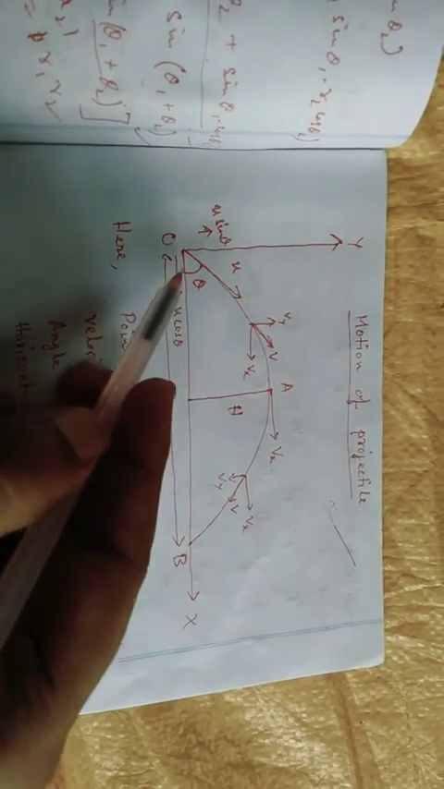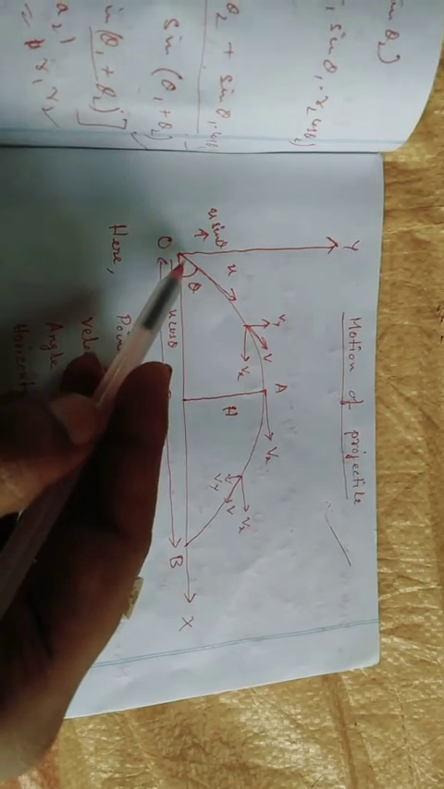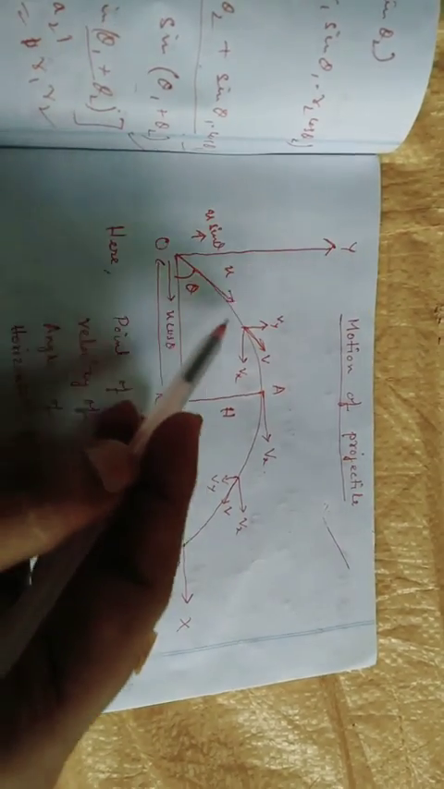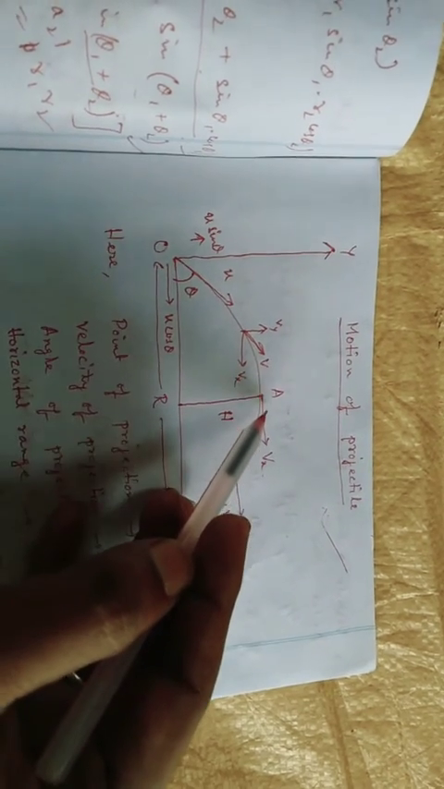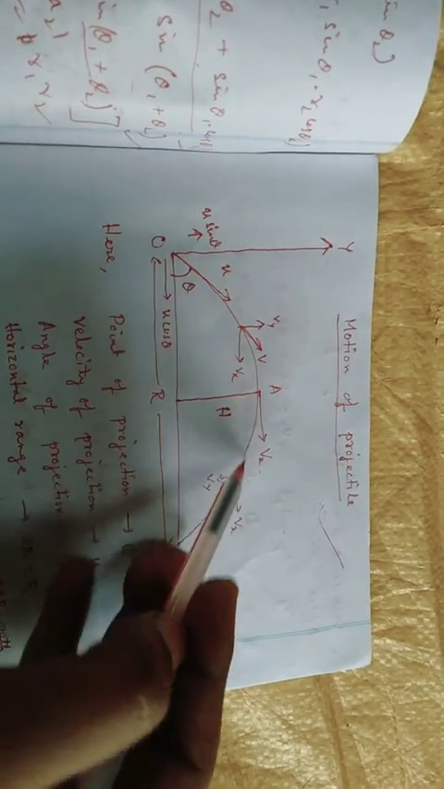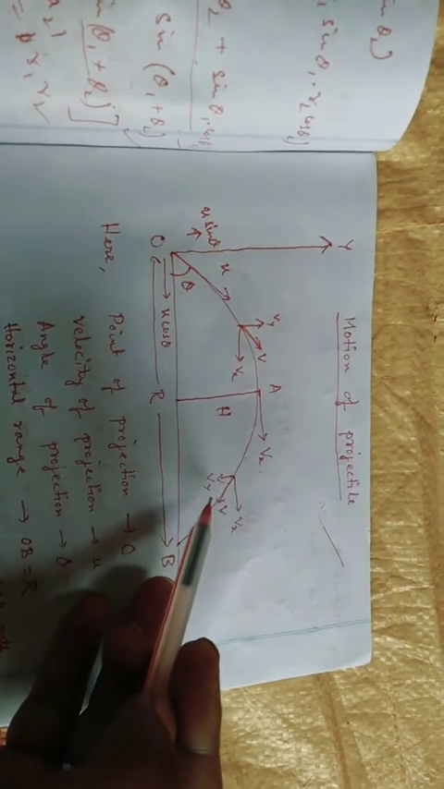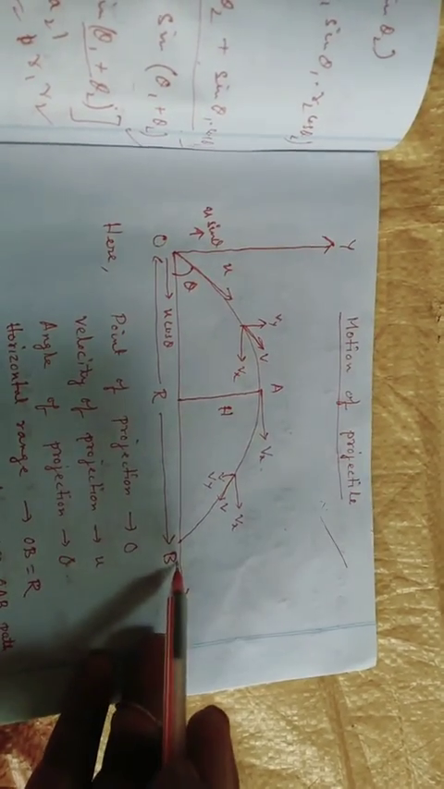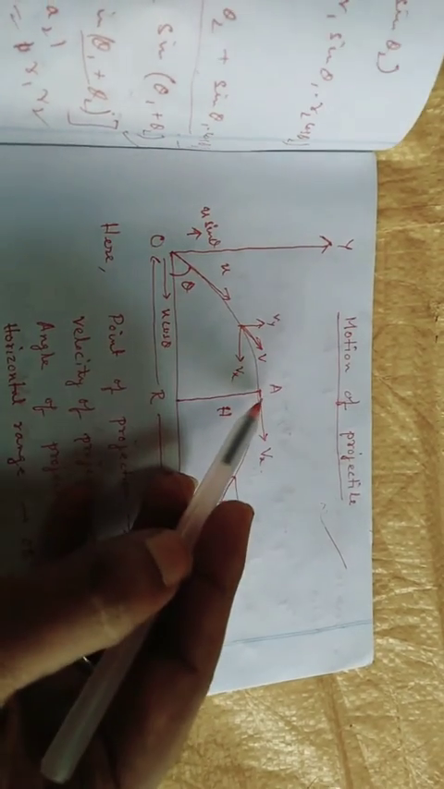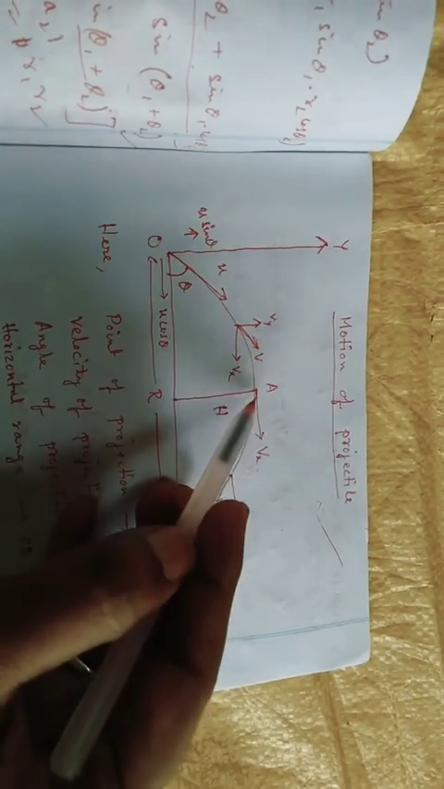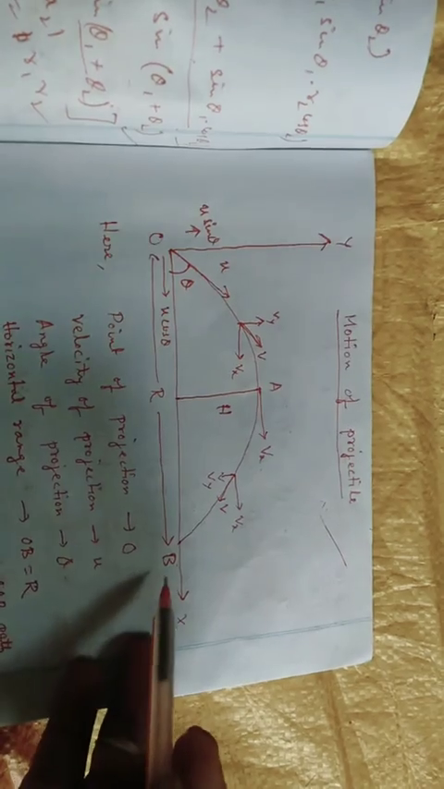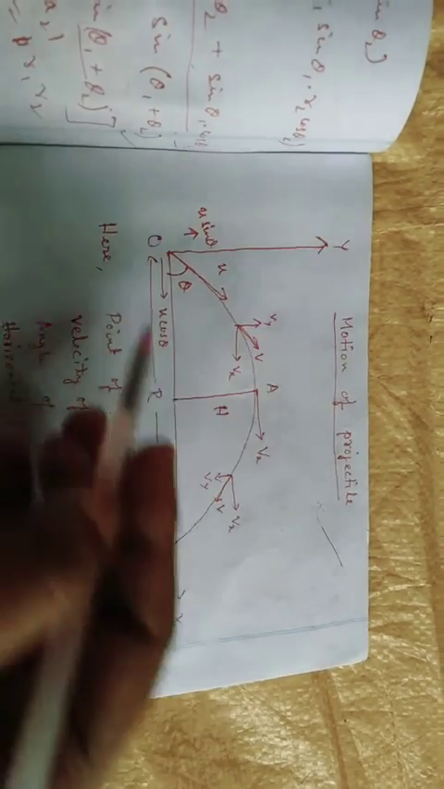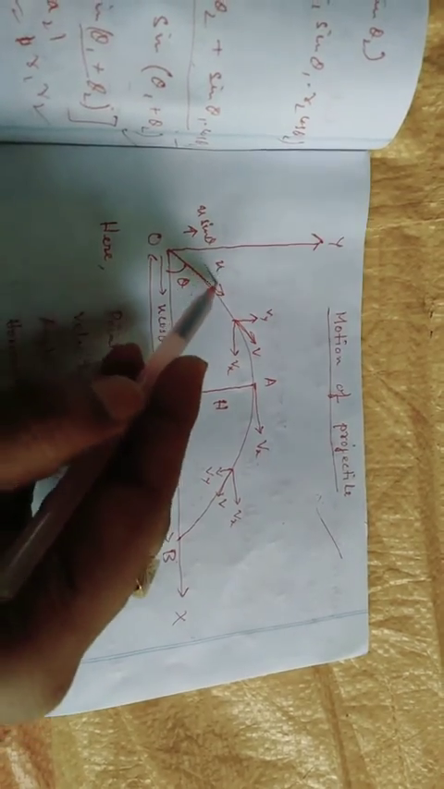Any particle that is thrown upward goes to a height and then falls to the ground due to the gravitational force of the earth. I have taken the maximum height the particle reaches as A, and the point where it touches the ground again as B. The initial velocity I have taken as U.